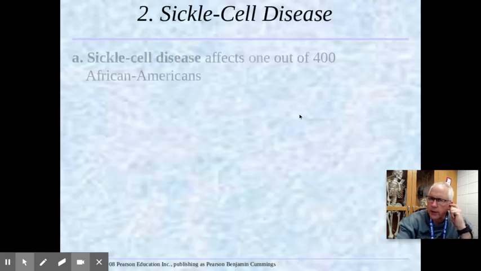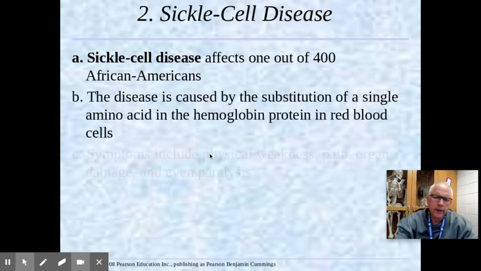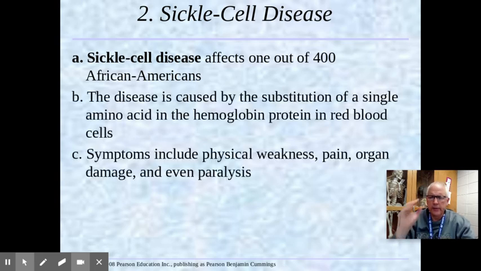Sickle cell disease is another common one. 1 out of every 400, but it's mainly in African Americans. Okay. And it's caused by a disease. It's just simply a substitution of a single amino acid. So you wouldn't think, again, just one single amino acid would cause a big deal.